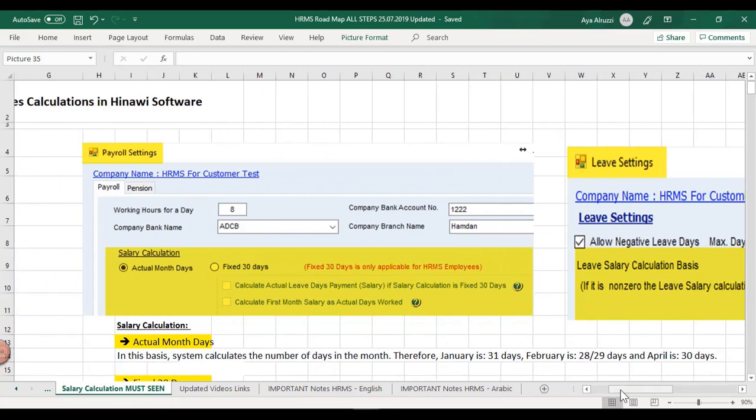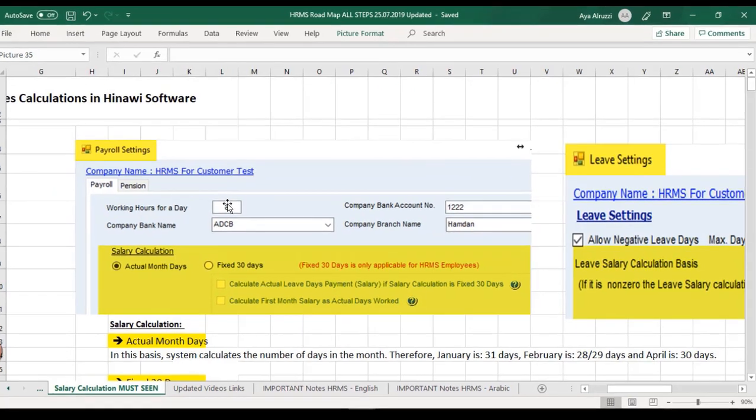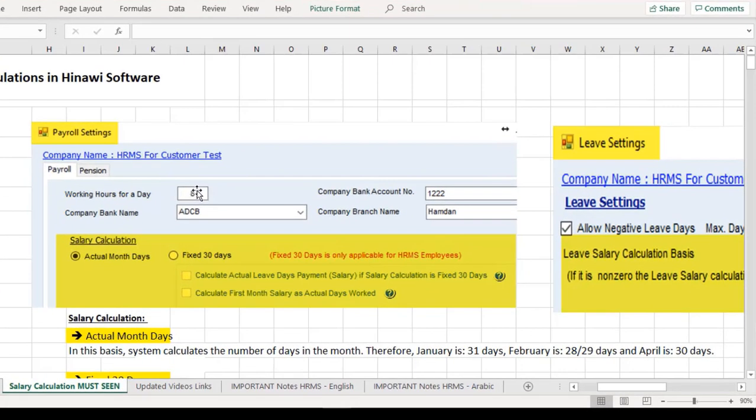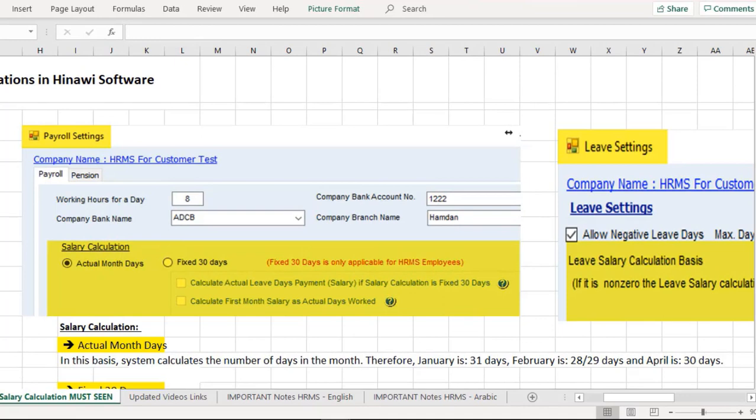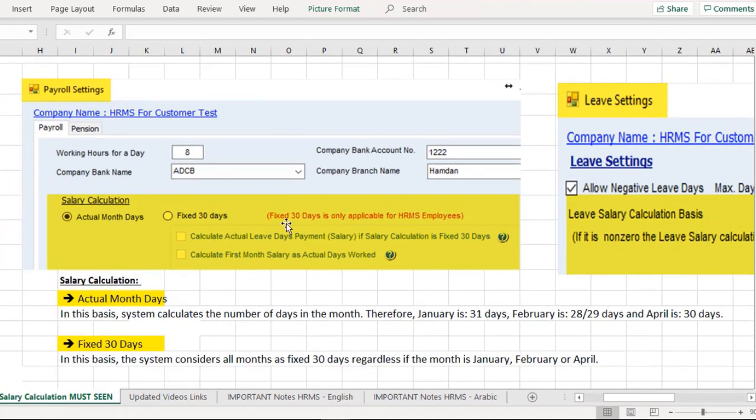This is the payroll settings on Hinawi software. This is how it looks like. This is where I said that you choose the working hours completely from here, and this is where you choose the salary calculation, whether actual month days or fixed 30 days. We have covered this and the difference between them. So again, to make sure your idea is clear, in the actual month days basis, the system will calculate the number of days in the month. So whether we're in January, February, April, each one is different than the other. But in the fixed 30 days, all are considered the same regardless of the month.